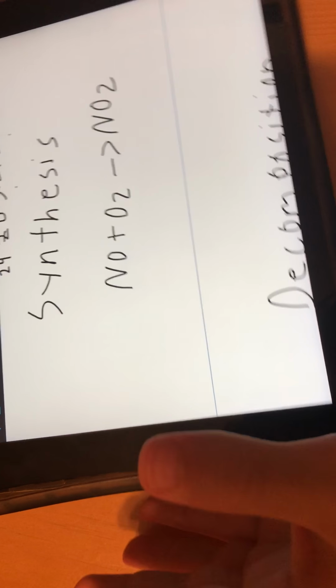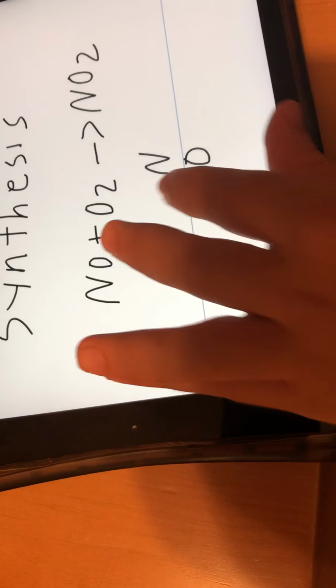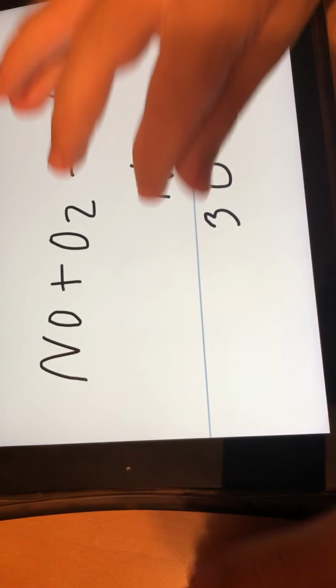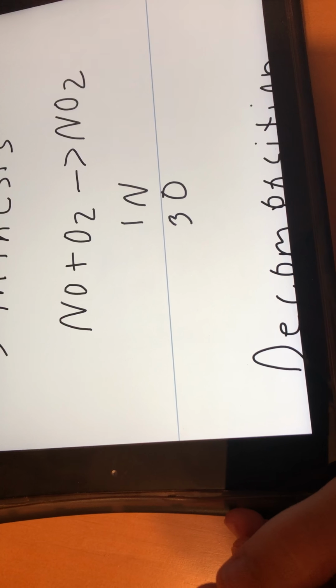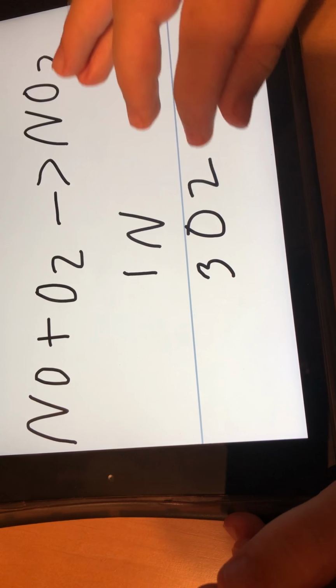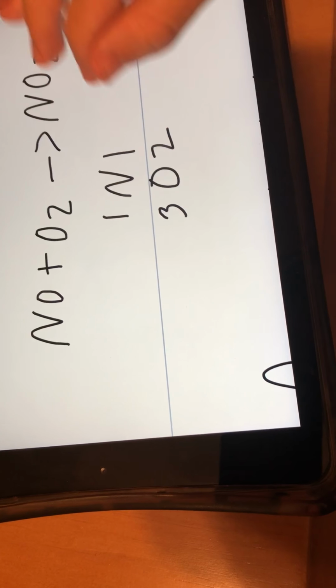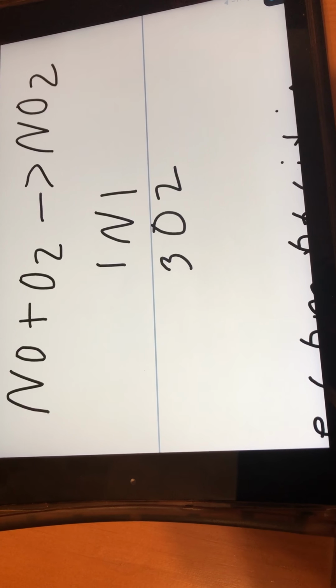Now we have to see if it's balanced. So we have N and O. On the reactant side, we have 3 oxygens since we have O and then O2, and then we have 1 N. Now on the product side, we have 2 oxygens and 1 nitrogen. So you can see the nitrogen is balanced, but the oxygen isn't.